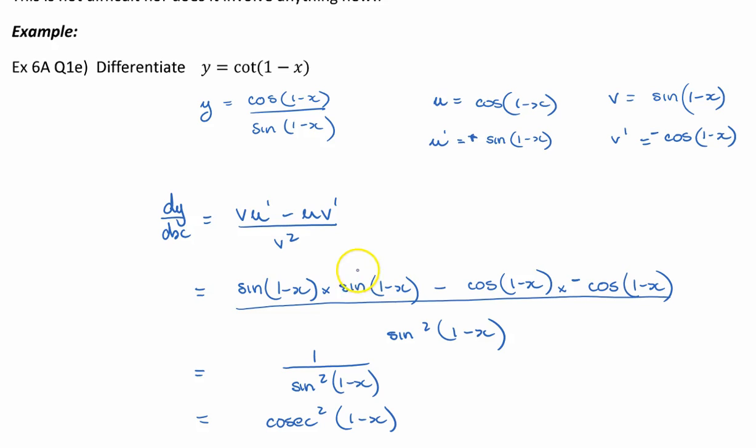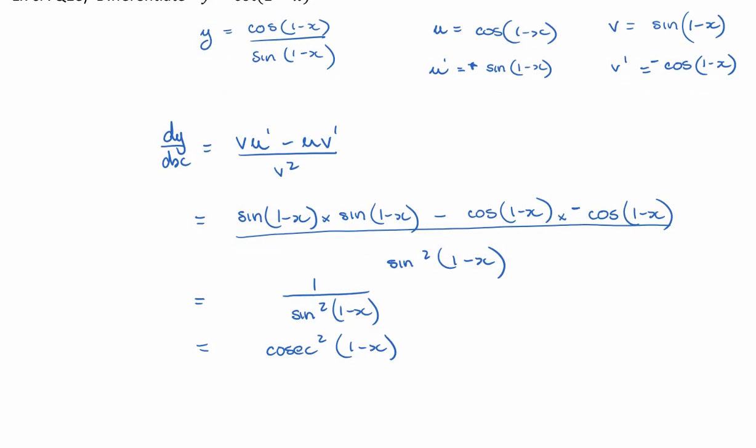Now, the moment you see sine squared and a plus and a cos squared, sine squared plus cos squared of anything is 1. Sine squared plus cos squared is 1. So the top line goes to 1, square the v, and 1 over sine squared is called cosec squared.